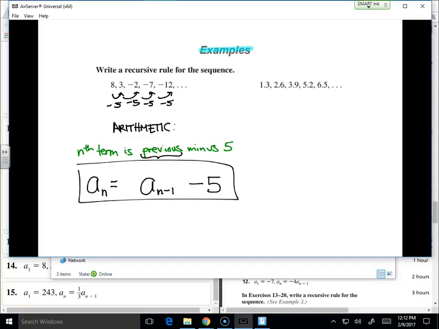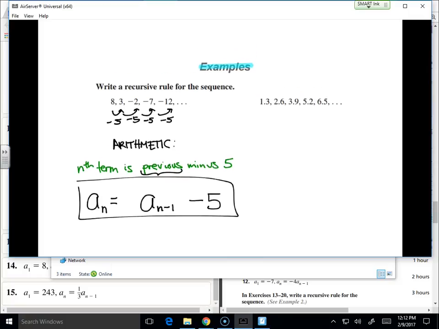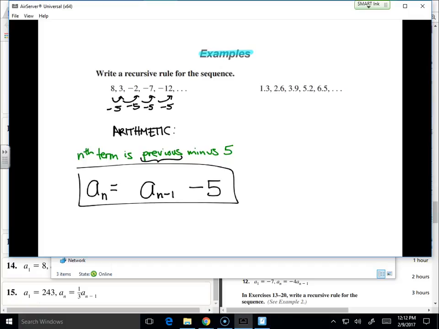So, we did an example yesterday where we wrote a recursive formula for what was given. So let's go ahead and do one more. Now we have another sequence, and our sequence is 1.3, 2.6, 3.9, 5.2, 6.5.